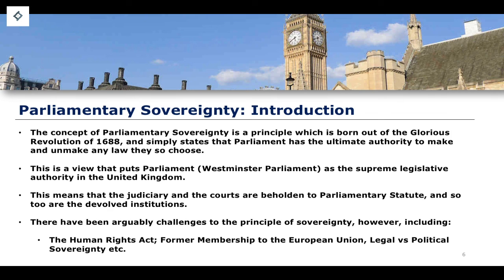But things like, for example, the Human Rights Act from 1998, our former membership of the European Union, as well as this theoretical dividing line that is placed by A.V. Dicey between the idea of legal and political sovereignty, all seem to represent something of a limitation on what parliamentary sovereignty actually is, and the extent to which Parliament is the supreme legislative authority within the United Kingdom.